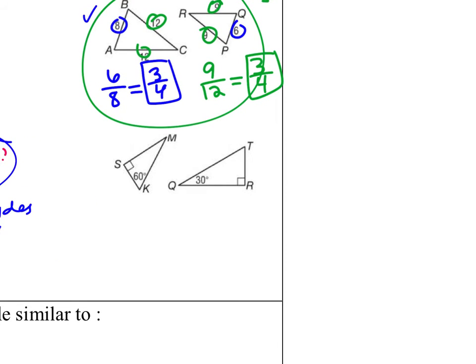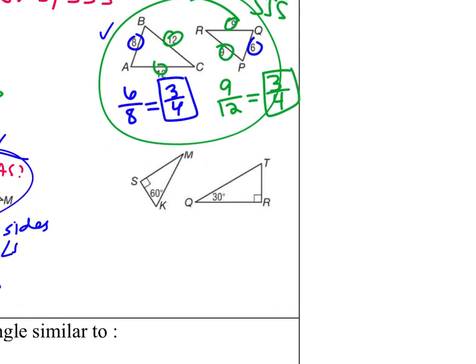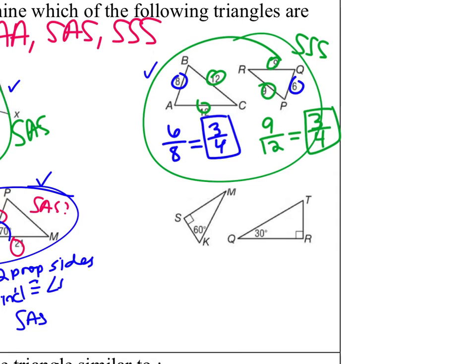Okay? Last one. So, let's see. We have a 90-degree angle and another 90-degree angle. Okay? So we have 2 angles that we need to look at. So we're testing angle-angle similarity. Is this similar? So we know for sure we have a set of congruent angles here, 90. So that's one angle. Now we need to check for our second angle. So we have 60 here and 30 here.